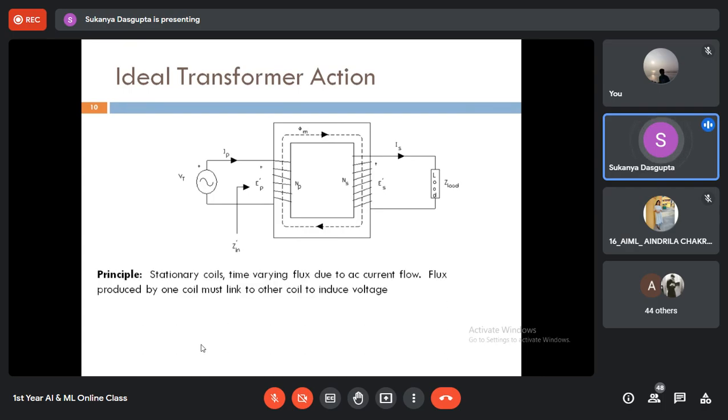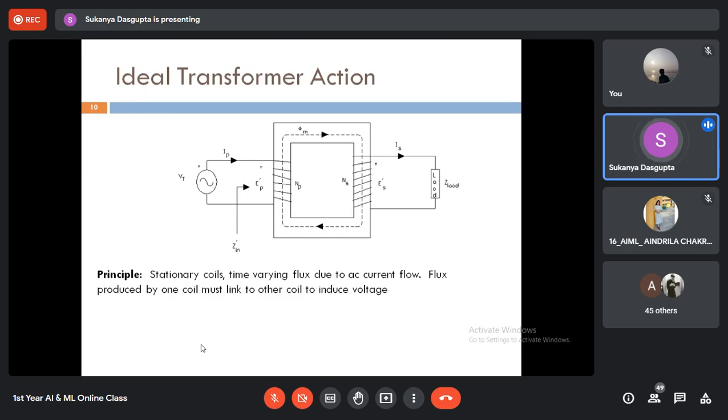Okay. Next we'll move on to the ideal transformer. This ideal transformer is slightly different from the actual transformer, because in ideal transformer action there are no losses, and practically no transformers are free of losses. So definitely the practical transformers or non-ideal transformers are totally different from the ideal transformer action.